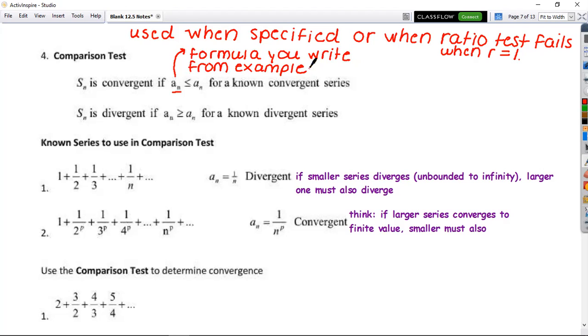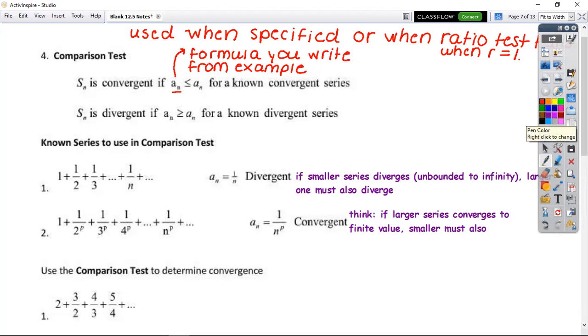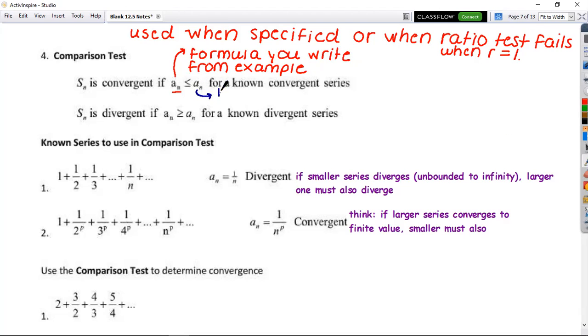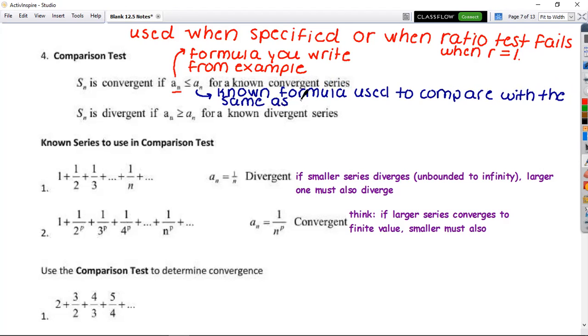Okay, and in our case for this first one, if your formula is less than or equal to a known formula, we're going to be able to declare that as a convergent series. So this one is going to be a known formula that you use for comparison. I'm going to just say used to compare, with the same power as n in the denominator. So in the denominator.